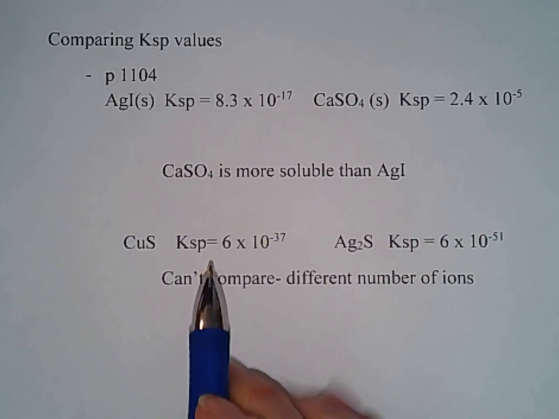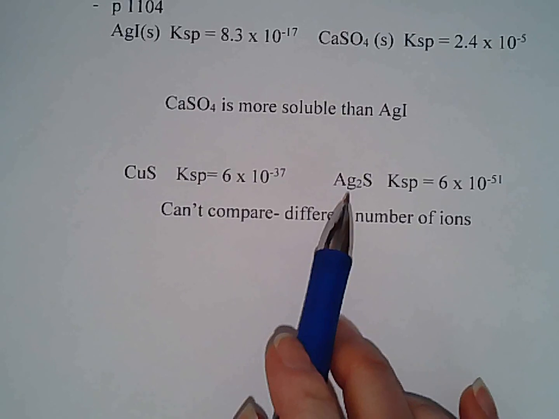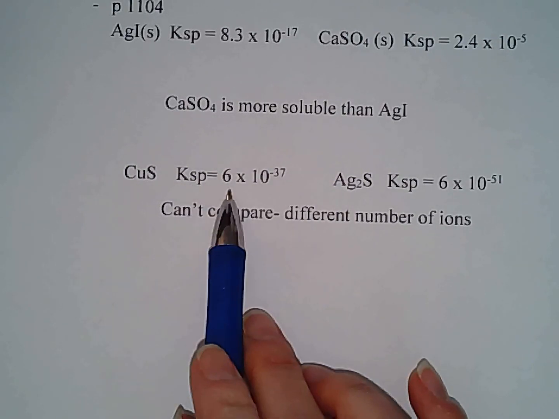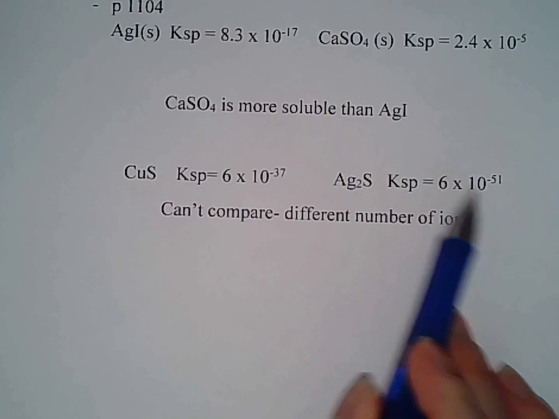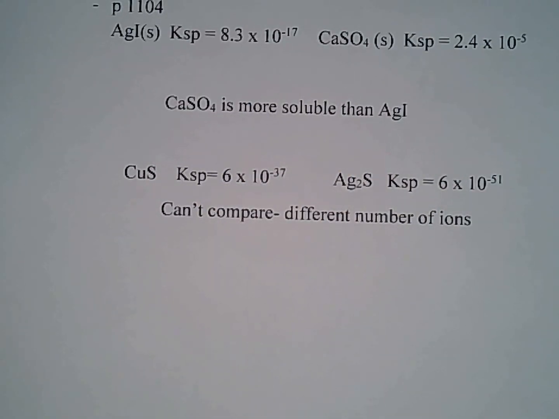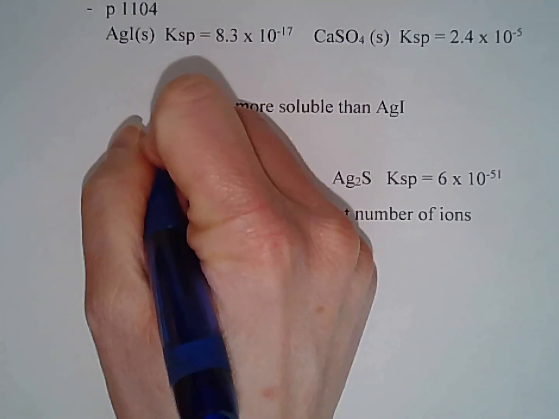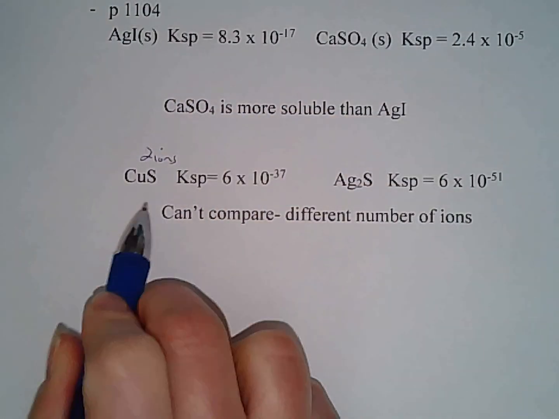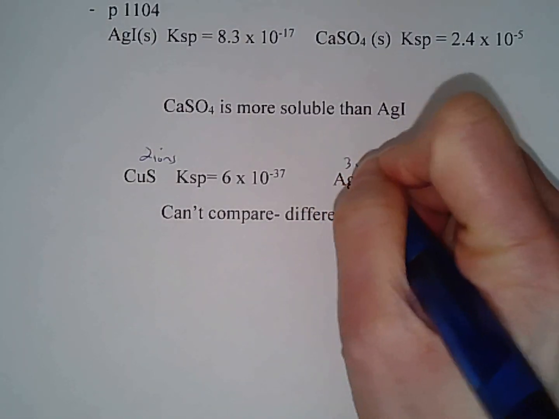But if you have a second example like this one, copper 2 sulfide and silver sulfide, KSP 6 times 10 to the negative 37th, 10 to the negative 51. Neither one of these really break up all that much, but I can't compare because I have a different number of ions. So I have 2 ions here for my copper 2 sulfide, and I have 3 ions here.